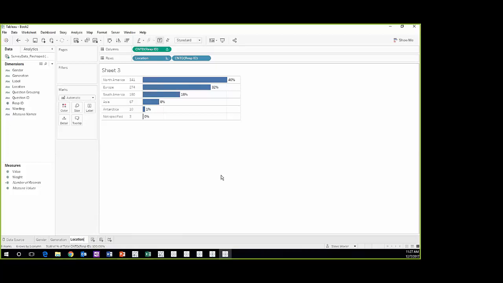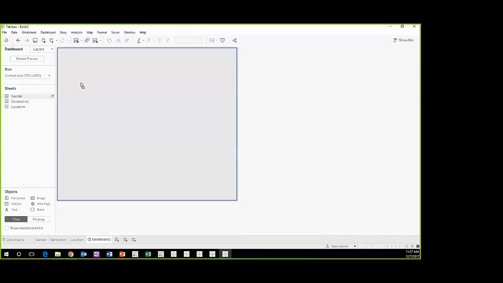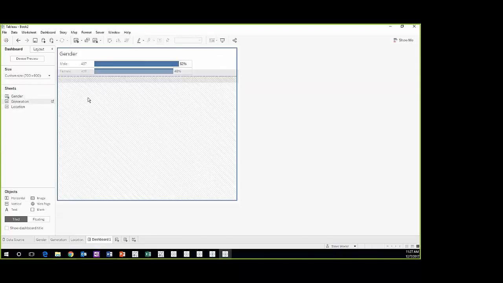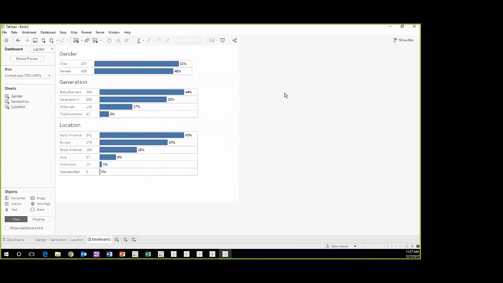So I've got location. And maybe I want to throw all these things into a dashboard really quickly. So let me create a new dashboard. And let me make this a little bit smaller just so everybody can see what we've got going on. And I'll put a vertical container in here, and I'll put gender in, and then generation and location. And I'll try to get everything so that the bars line up just right.